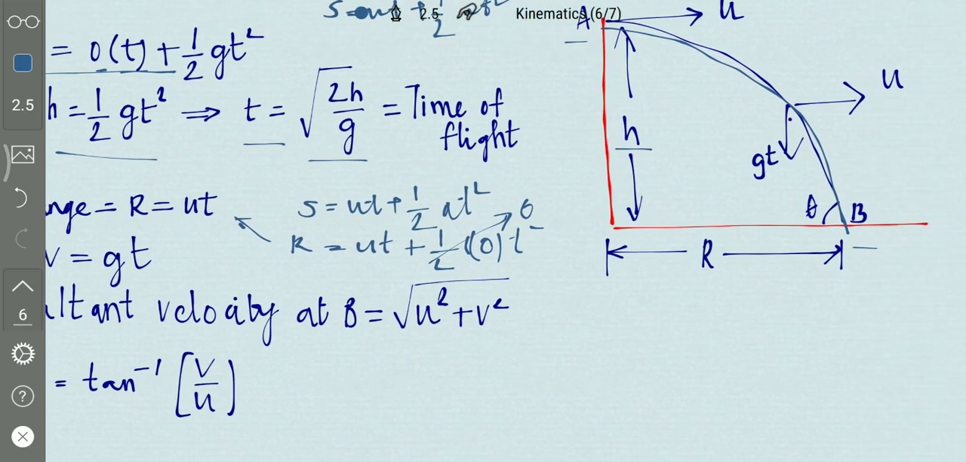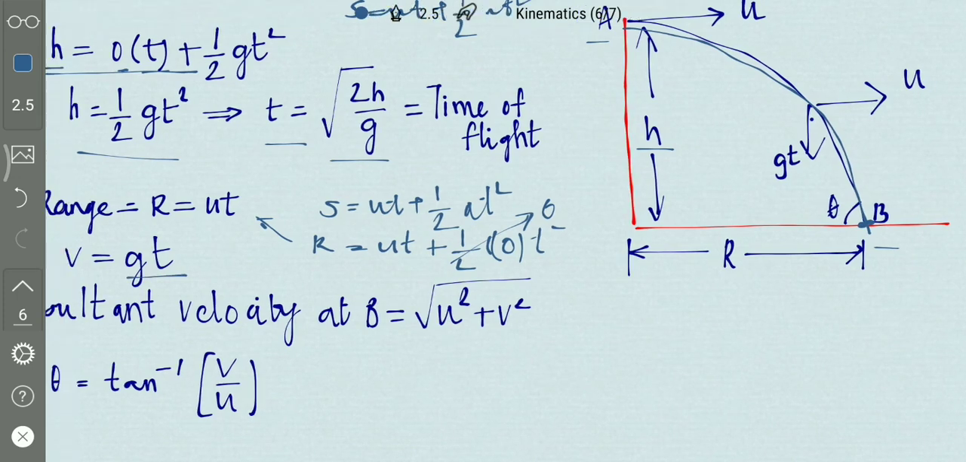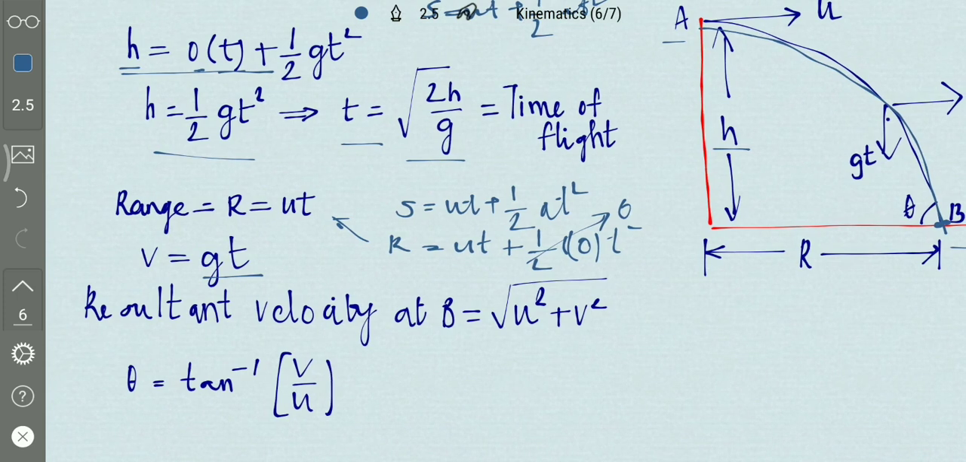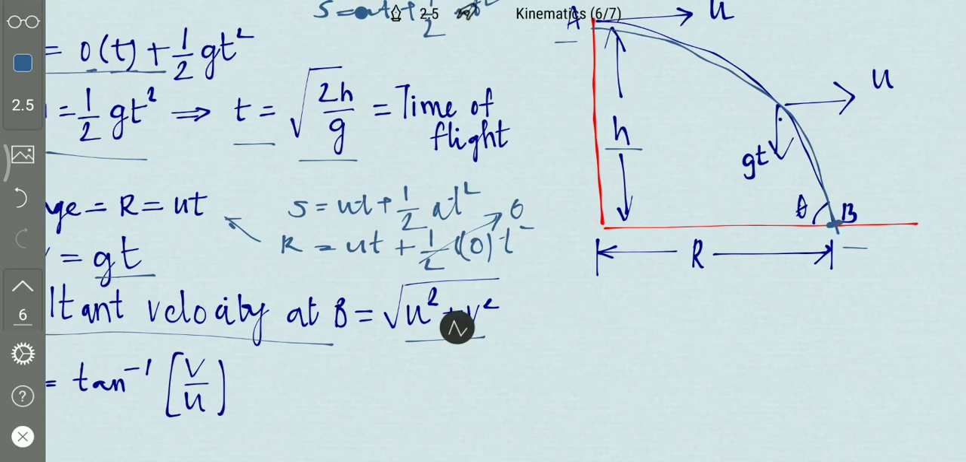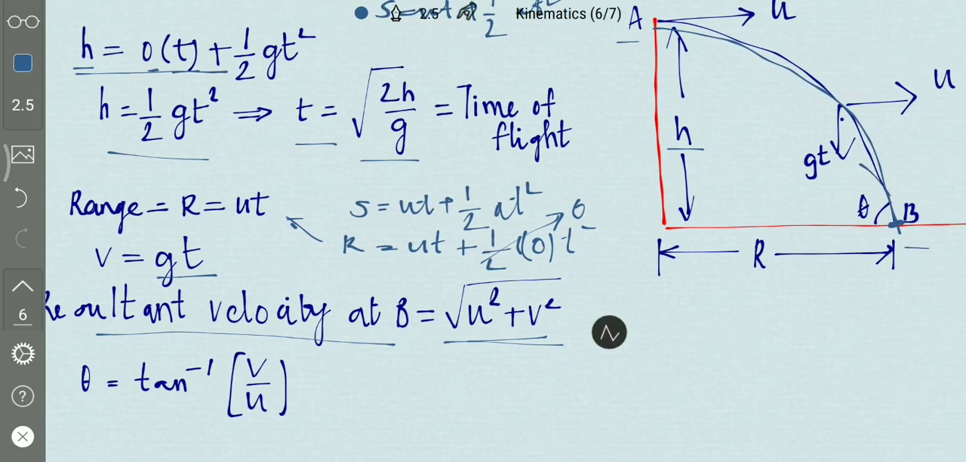And the vertical velocity with which the body is hitting B is g into t. The resultant velocity will be under root u square plus v square, because the body has horizontal velocity and vertical velocity. And if it is hitting at an angle theta, theta is given by tan inverse of v by u.